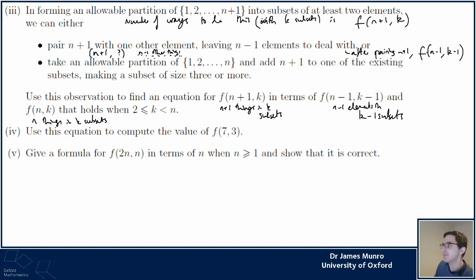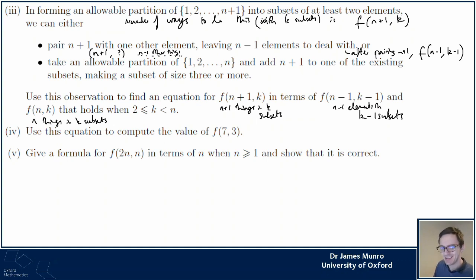I've got f of n minus 1, k minus 1, ways I can partition up the rest of the items. Each of those is going to be a different case, isn't it? Because I've done something different in here for each choice I make here. And then whatever I want to do, if I want n plus 1 to be paired with one thing, then I'll consider each thing. Okay, so I need to think about each possibility of what I pair n plus 1 with. Okay, I'll come back to that in a moment.